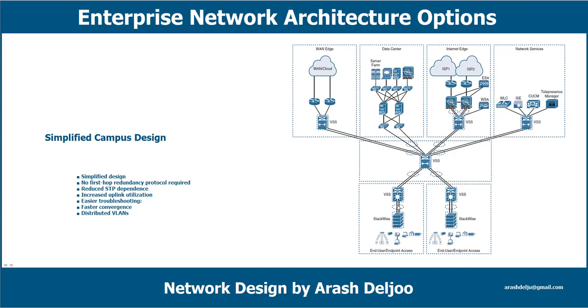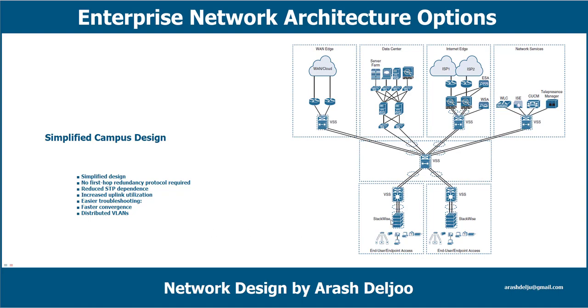Again, because here we have EtherChannel, if one link fails, the other links are available. Because of that, we can say the convergence is faster than with other technologies. It is obvious. And finally, about distributed VLANs, we can say that with this type of design, VLANs can span multiple access switches without the need to block any uplinks.